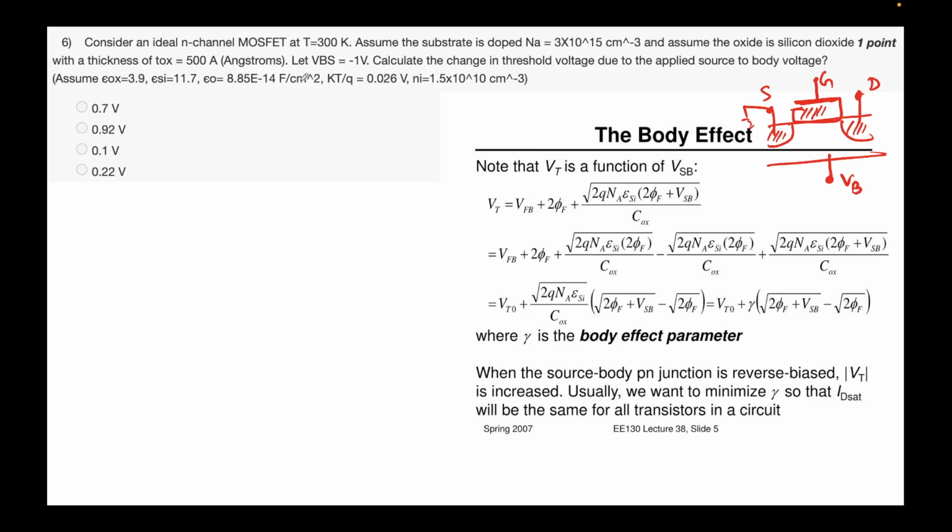So we have an ideal n-channel MOSFET at 300 kelvins. The substrate doping, which will be acceptor type because it's an NMOS, so the substrate should be P type, is 3 times 10 to the power 15, and we have a silicon dioxide thickness of 500 angstroms.